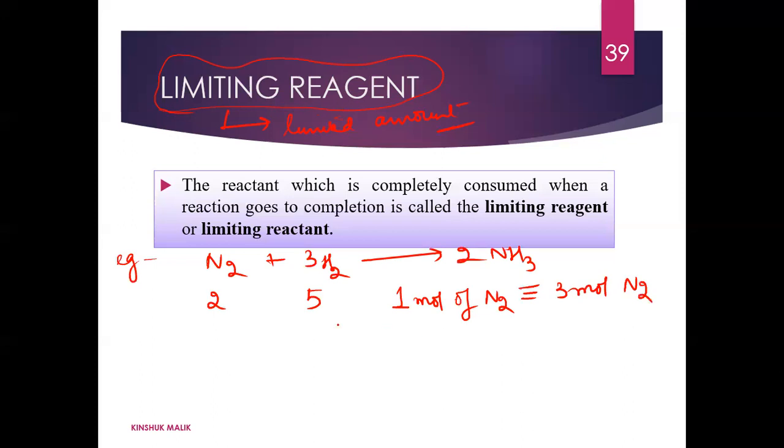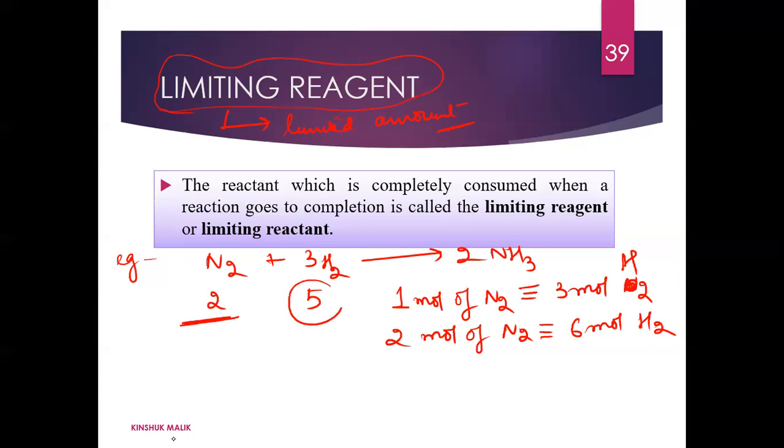So you are given 2 moles of nitrogen. If 1 mole of nitrogen reacts with 3 moles of hydrogen, then 2 moles of nitrogen will react with how many moles of hydrogen? 6. Do you have 6 moles here? No, sir, 5. So what is the limiting reagent? Hydrogen. This is the limiting reagent.